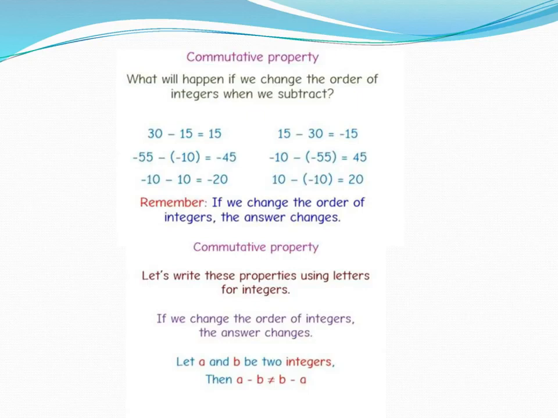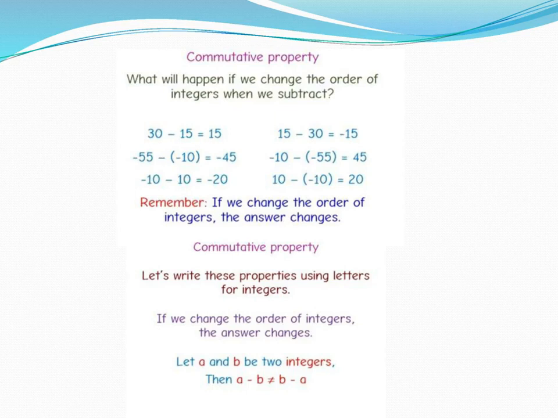Now we change that order. That means we subtract 30 from 15. In the first example we subtract 15 from 30. Here we subtract 30 from 15, that means 15 minus 30. We will get minus 15. The result is changed.